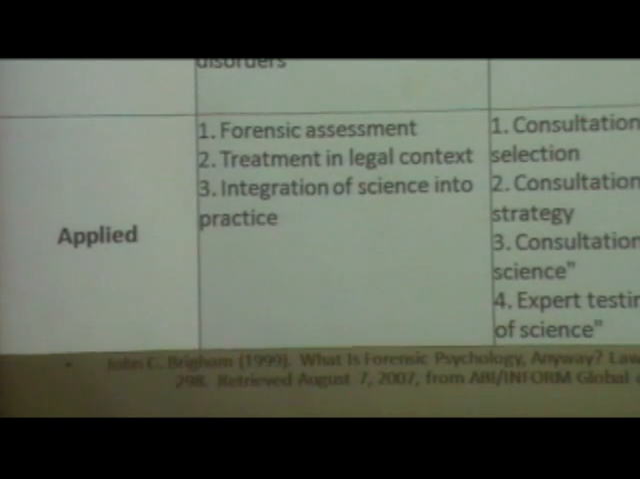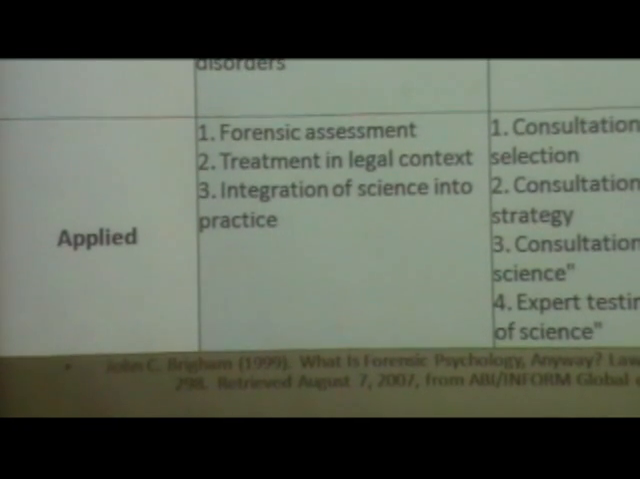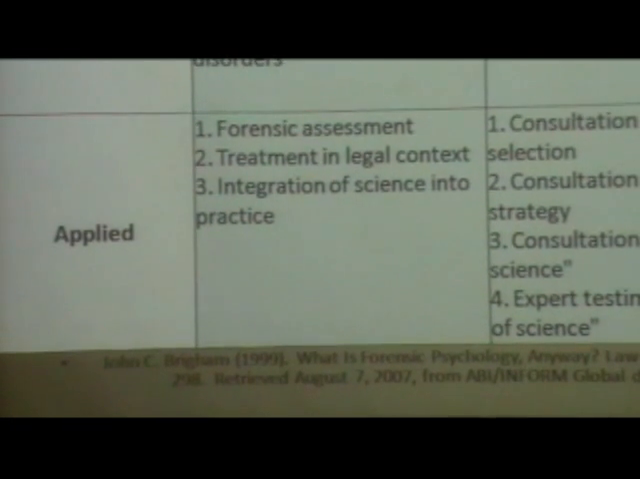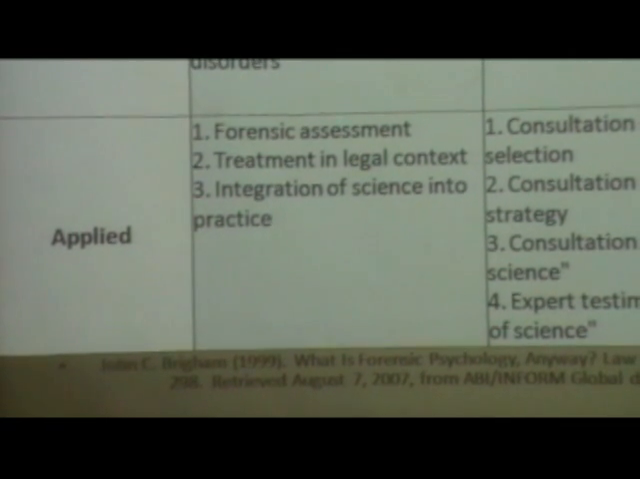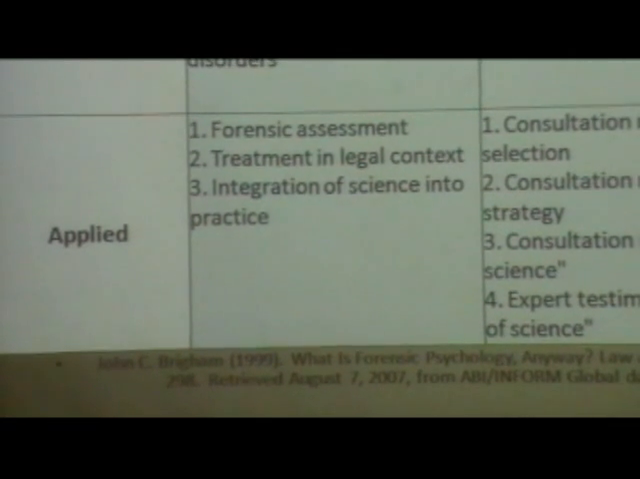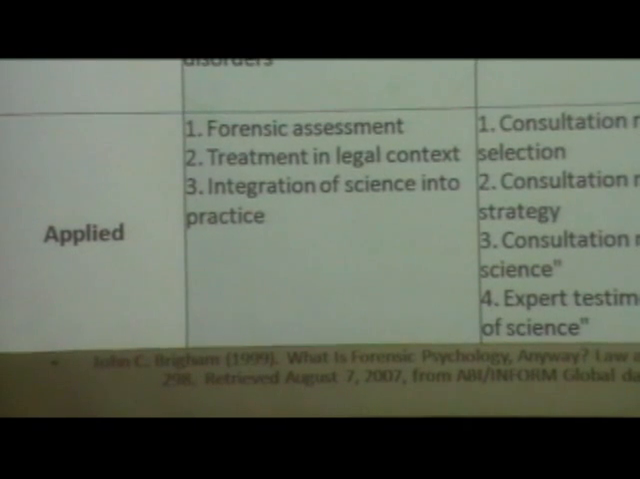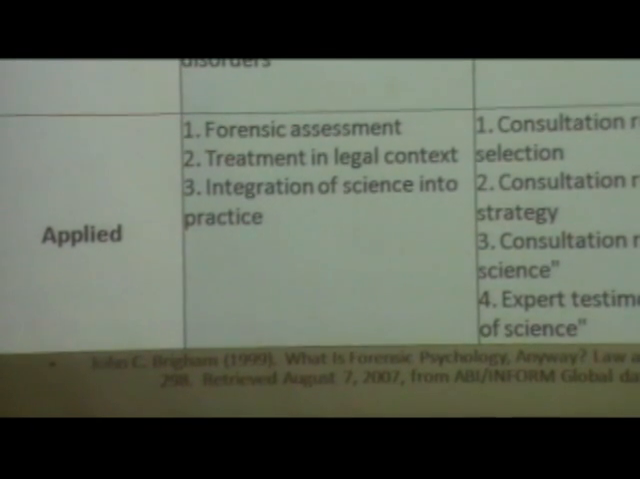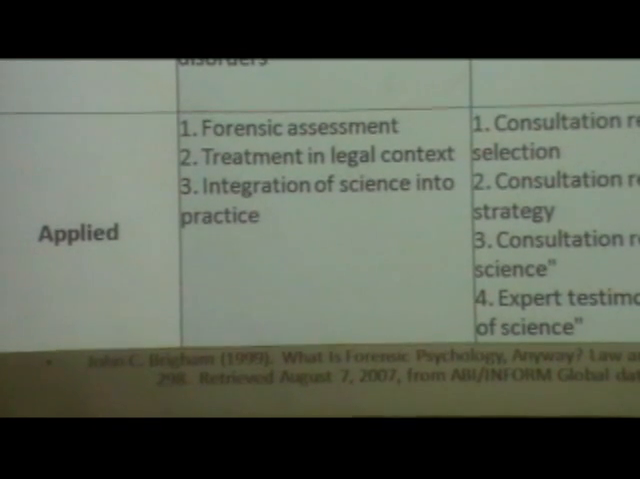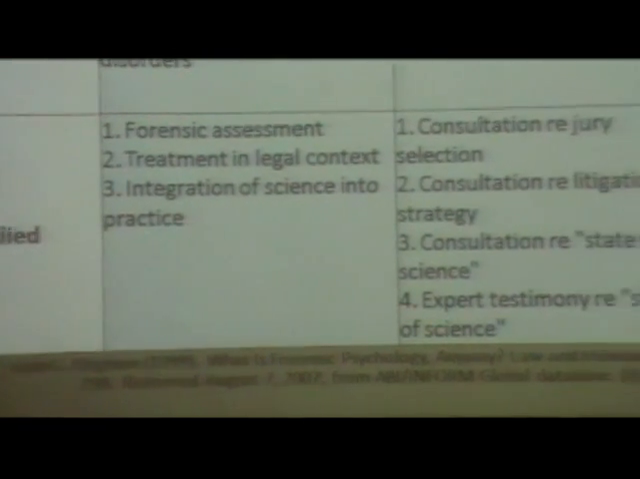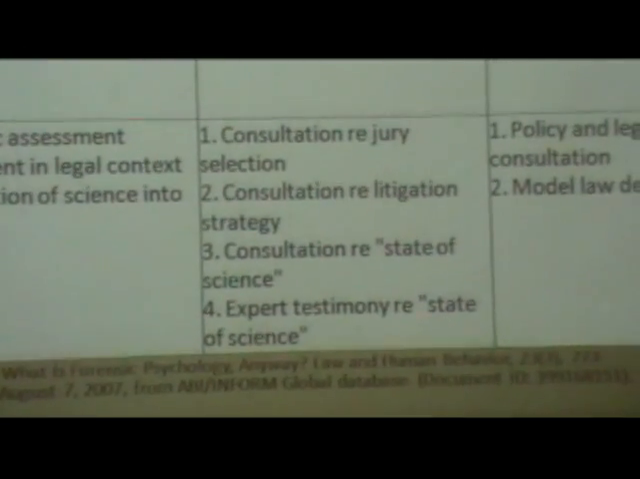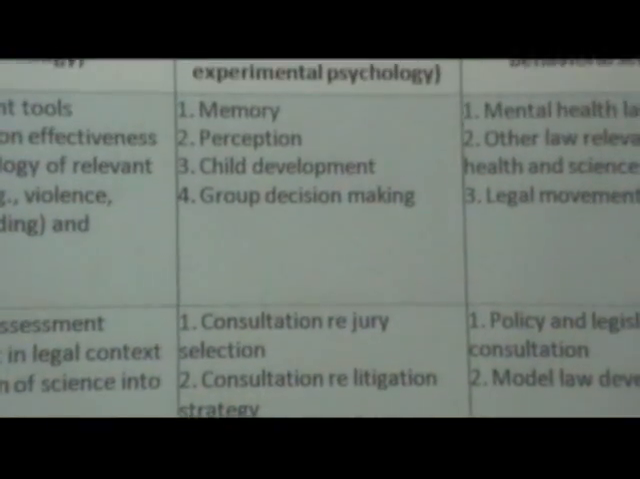Now, integration of science into practice means that you are informed by the research, and you take empirical evidence and science based decisions into your practice. So you don't just go out and do whatever you think works, you actually practice from an empirical basis. Now the next applied side, this is the experimental category.